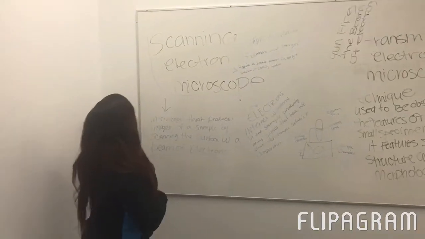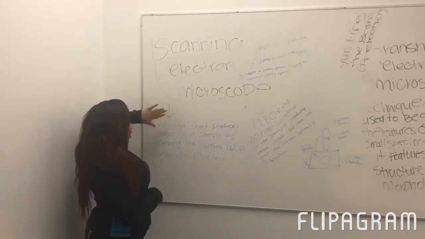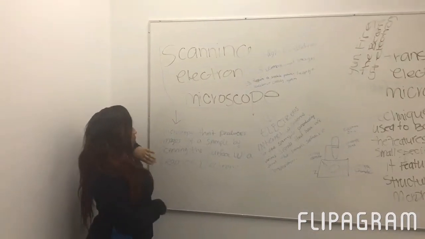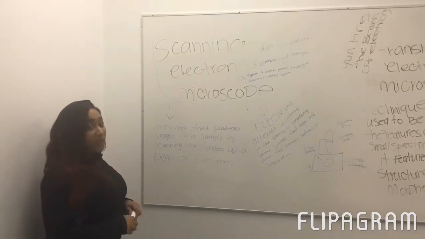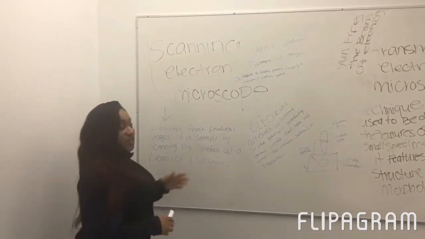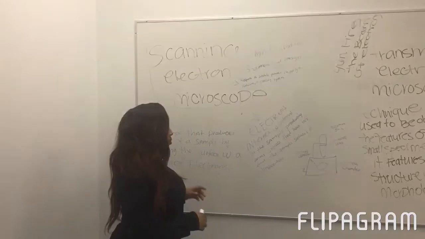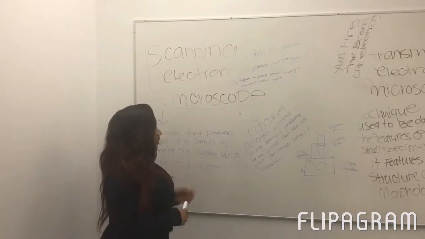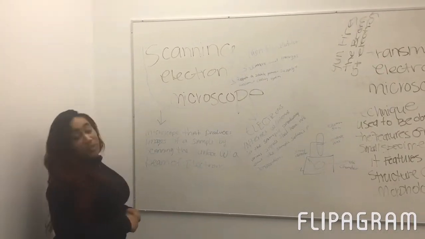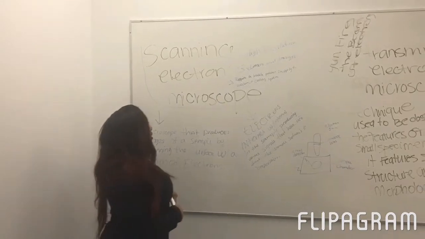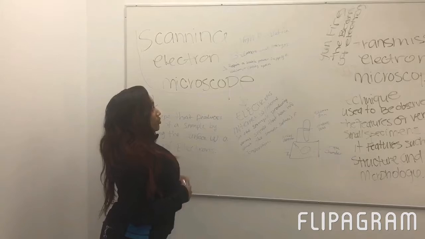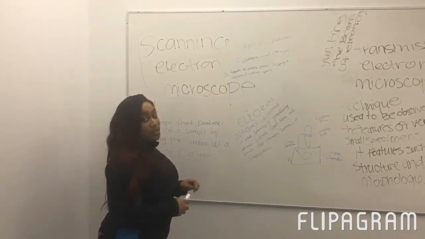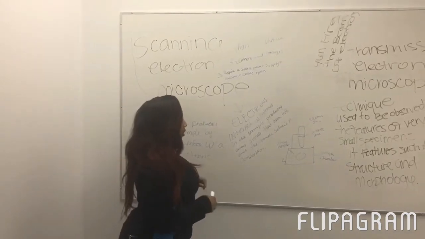I'll be discussing the scanning electron microscope, which is a microscope that produces images of a sample by scanning the surface with a beam of electrons. The electrons interact with atoms in the sample, producing various signals that have information about the sample's surface and composition. The scanning electron microscope gives high resolution, 3-dimensional images, and it requires a stable power supply.